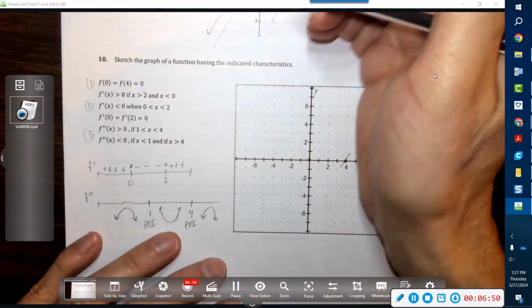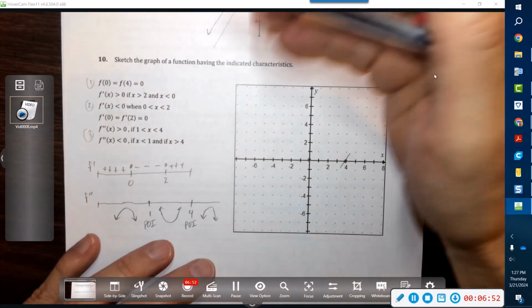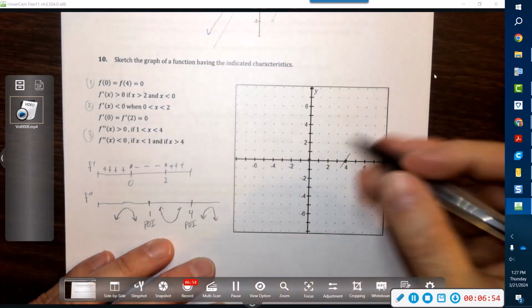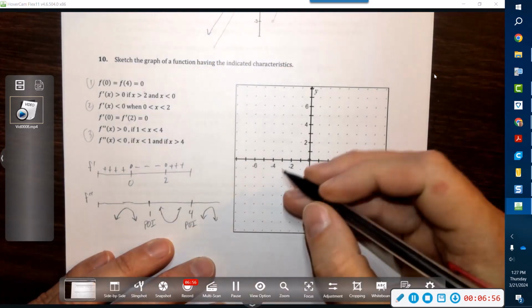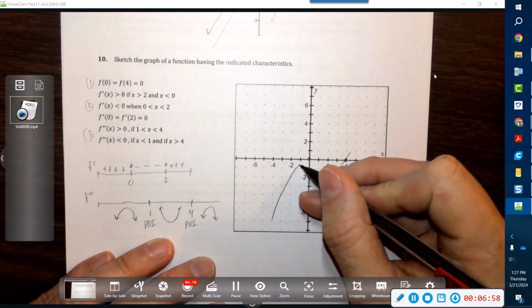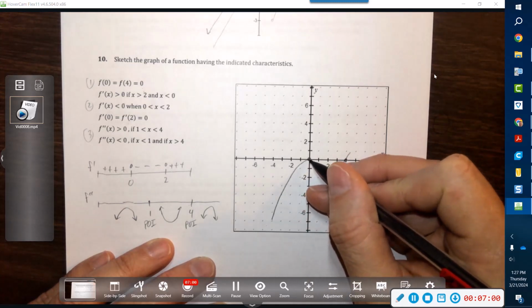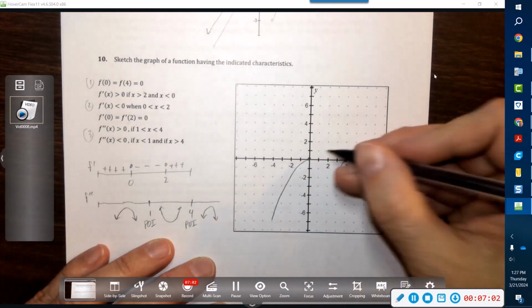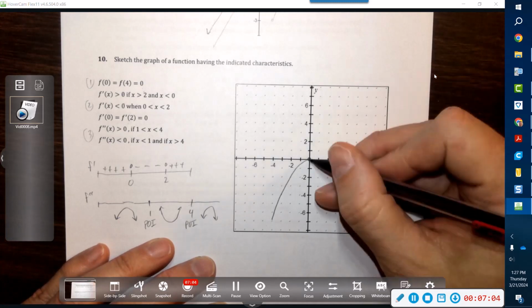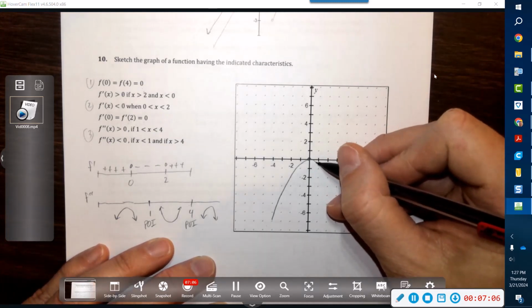Okay, so we are increasing. We're increasing until we get to 0. So you can draw this however you like. But we are going to increase till we get to 0. And then what happens? We start to go negative. Okay, we start to decrease.